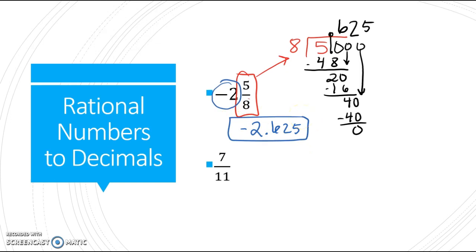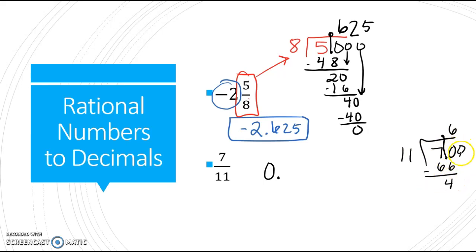We're going to do the exact same thing for our second one, 7/11ths. There is no negative sign, so our answer is going to be positive. There's no whole number, so we know our answer is less than 1, so I'm going to put a 0 and a decimal there. Our 7 goes on the inside. 11 on the outside. Add a decimal, bring it up, add a 0. 11 can go into 70 6 times, and we get 66.